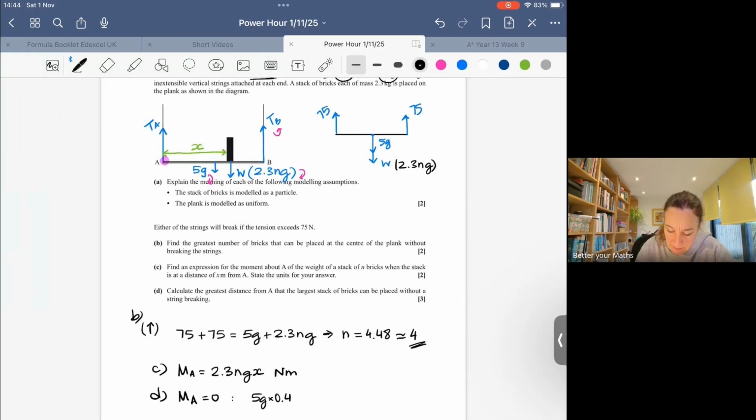5.2g, so 4 bricks, 5.2g multiplied by x. That's the distance. And this is going to be equal to this one, where we are going to use the maximum that it could be, so 75, multiplied by the whole length, which is 0.8.